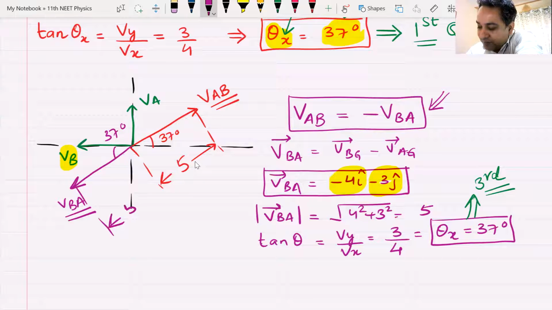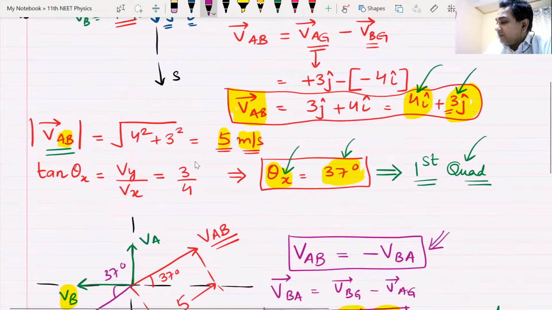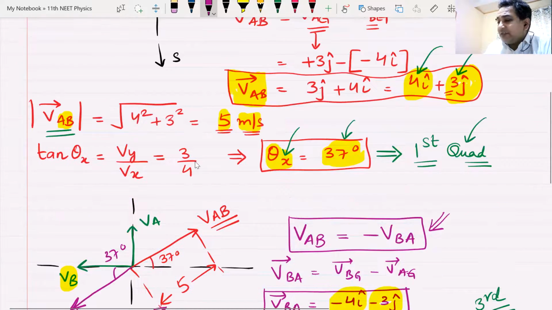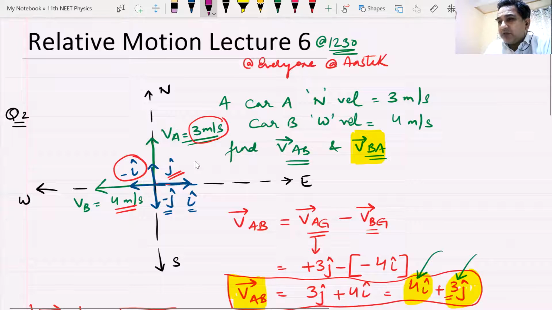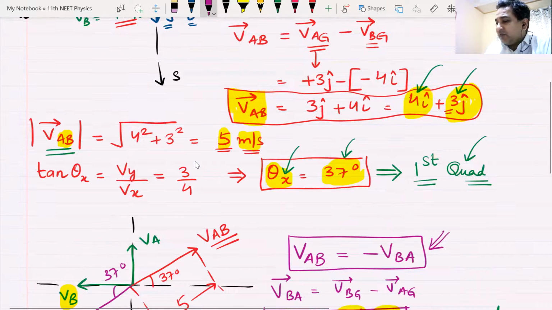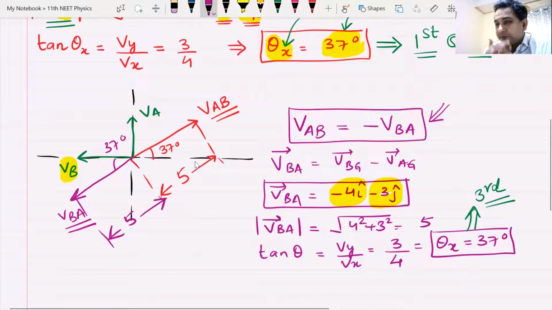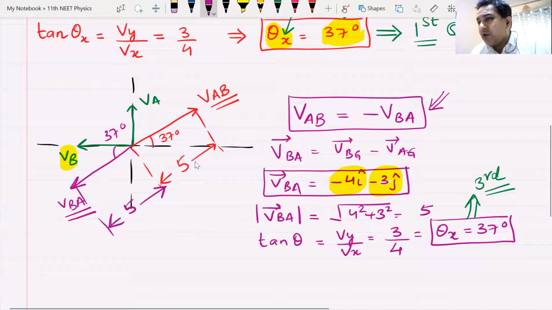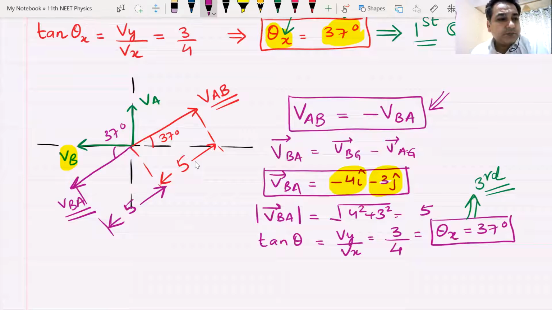Are we getting the concept of velocity of A with respect to B and velocity of B with respect to A clear in our heads, everyone? Do we all understand this? Anyone has any doubts on this question? Anyone? Please raise your doubts now. Is there any doubt anyone has?